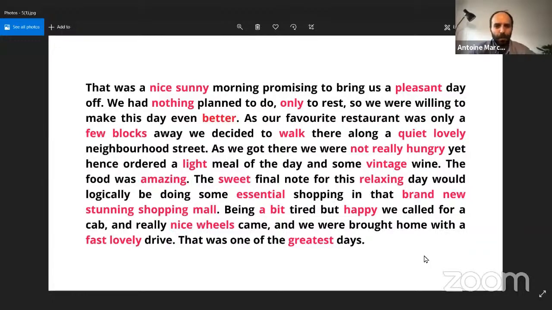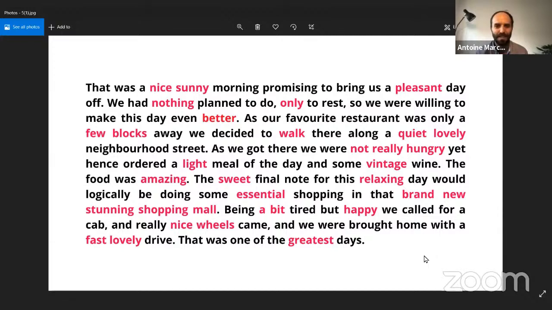As we got there, we were extreme... no, the opposite. Not really hungry. So the opposite. Yes, we were absolutely starving. Yet hence ordered a heavy meal of the day and some modern wine. The food was appalling.